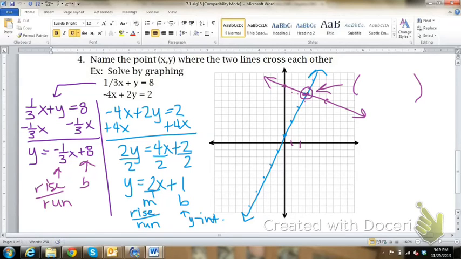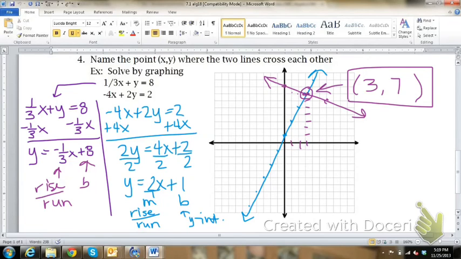Well, to get there, I have to go 3 to the right, and 1, 2, 3, 4, 5, 6, 7 up. So the solution is (3, 7). Okay, so that's what we're doing in this entire section. We're just naming the point where two lines cross.